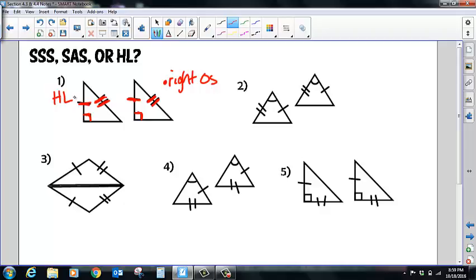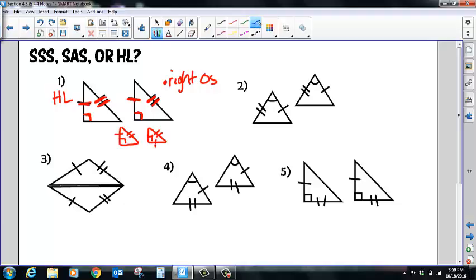Now, it would not be, okay, if we had an example, let's say we had this to start. If we had this leg in the first triangle and this leg in the second triangle marked congruent, we could not use HL, or hypotenuse leg. Okay, it has to be corresponding legs that are marked congruent.